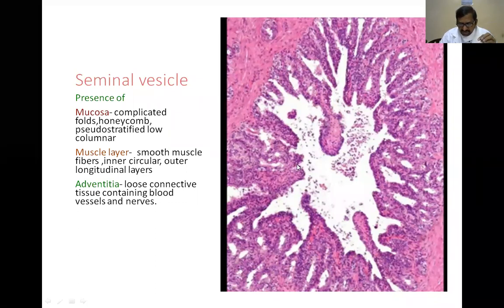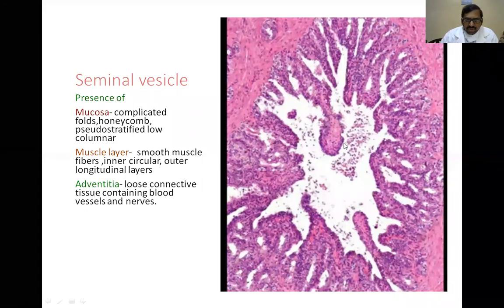So these structures add bulk to the semen, and at the same time they give nutrition to the spermatozoa because of the fructose, ascorbic acid, and prostaglandins in their secretions. The ascorbic acid and the prostaglandins are helpful for the capacitation of the spermatozoa during fertilization. And the fructose is the main source of nutrition to the spermatozoa during their passage from the male genital tract to the female genital tract till fertilization. That is the most important function of the seminal vesicles.